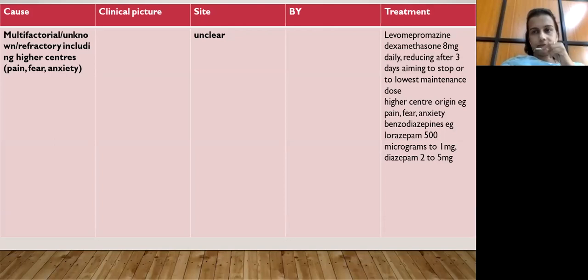If you think the higher center origin is there, especially some people with chemotherapy, once they have had a chemotherapy and have had very bad nausea, vomiting, some people can develop the symptom even before the chemo is given. So they know that they're going for chemo next day. They might have the symptom the previous day. So they anticipate the symptom. So there's anxiety involved. You can give lorazepam or diazepam for such patients.